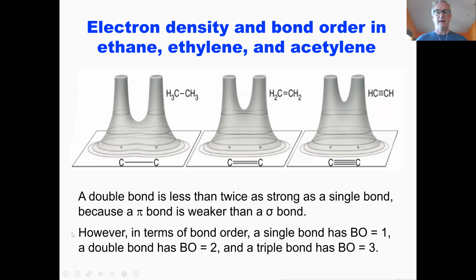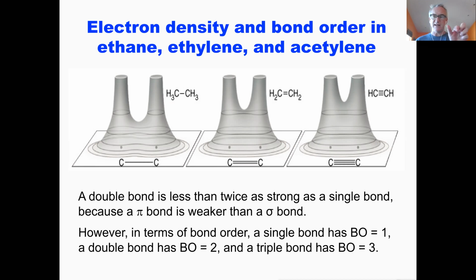So, remember we talked about bond order a little while ago, and bond order is going to become really important when we discuss molecular orbitals. Bond order is basically how much electron density is there between 2 atoms. That's really all it is. A single bond has a certain amount of electron density. Double bond has a little bit more electron density. The triple bond is even more.